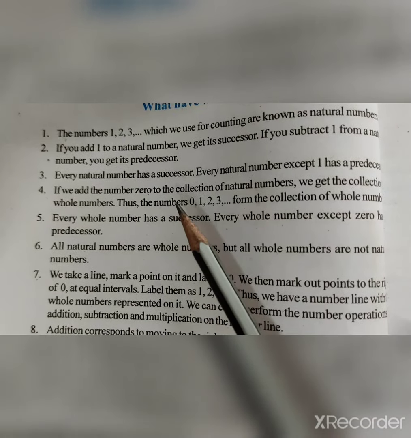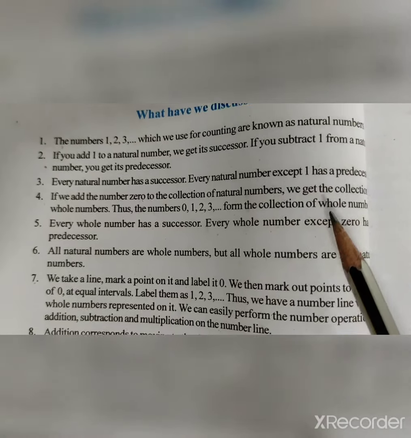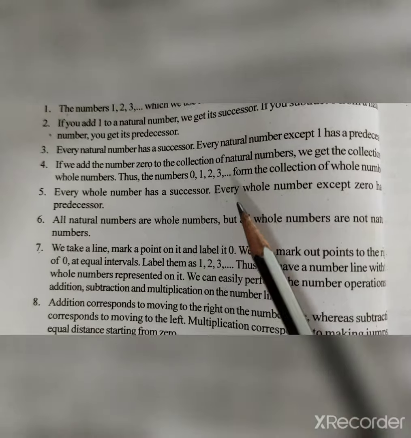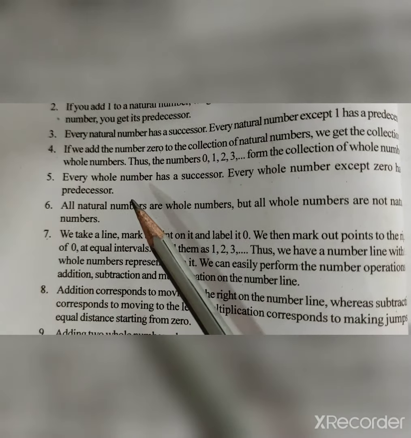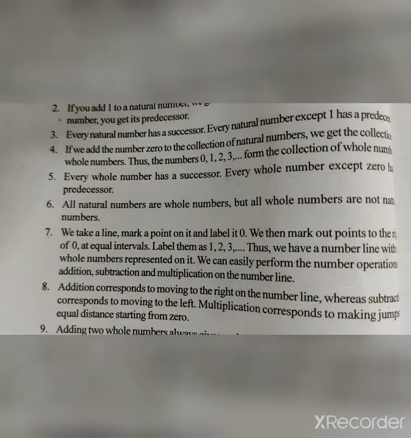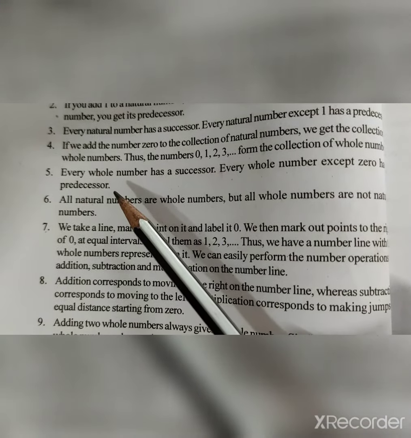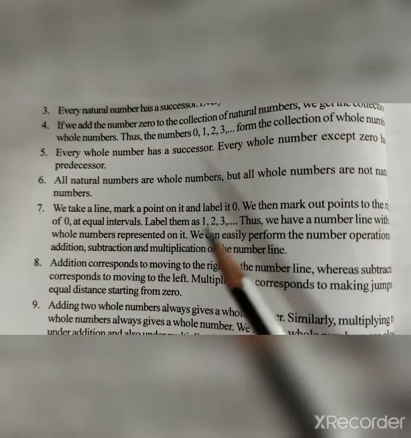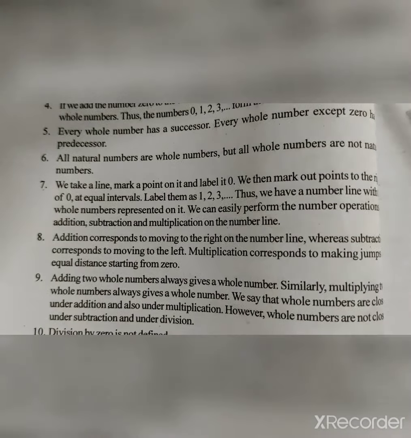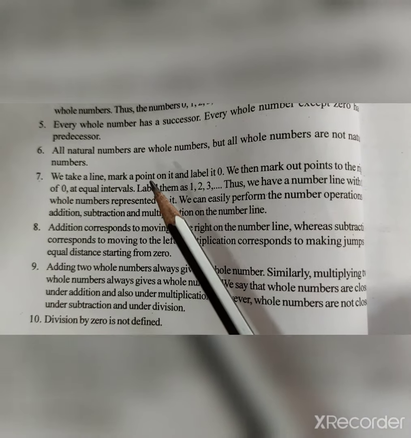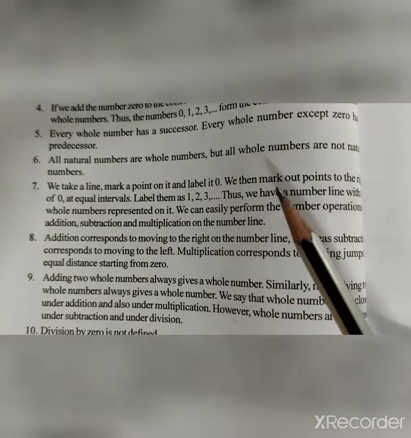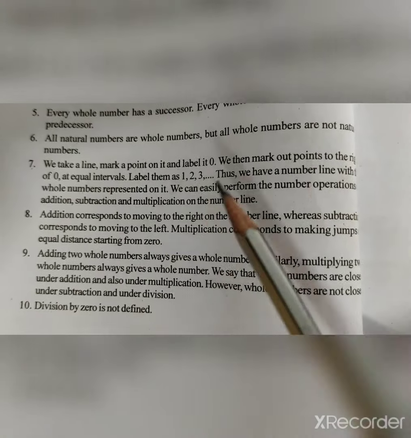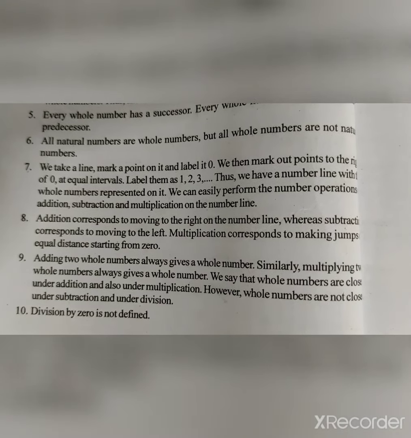If we add the number 0 to the collection of natural numbers, we get whole numbers. Every whole number has a successor. Every whole number except 0 has a predecessor. In natural numbers it is 1 and in whole numbers except 0. All natural numbers are whole numbers, but all whole numbers are not natural numbers, because in whole numbers 0 is there. We take a line, mark a point on it and label it 0. We then mark out points to the right of 0 at equal intervals. All positive numbers we take on the right hand side.